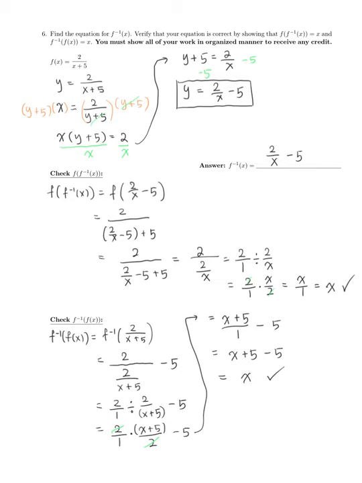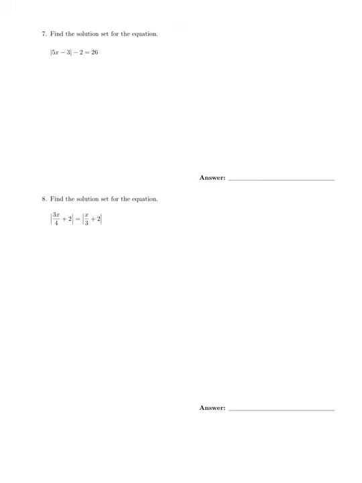All right. So guess what? It wasn't as bad as you thought, was it? So therefore, we computed our f inverse of x, which is 2 over x minus 5, correctly. All right, let's take a look at number 7. Find a solution set for the equation.